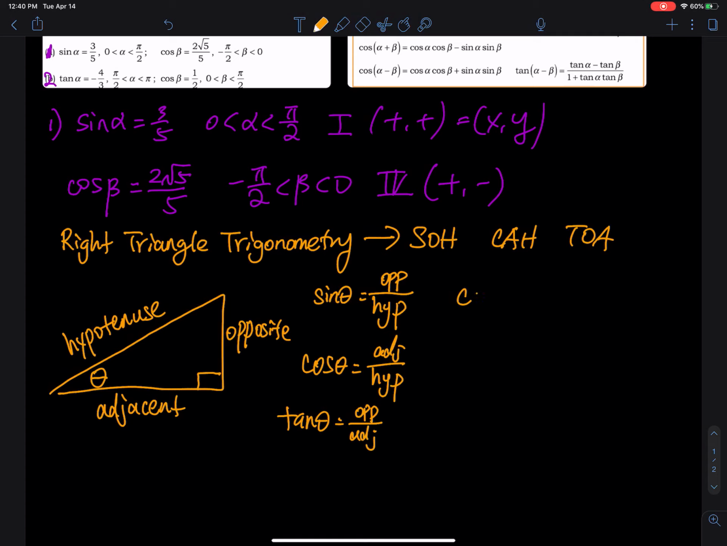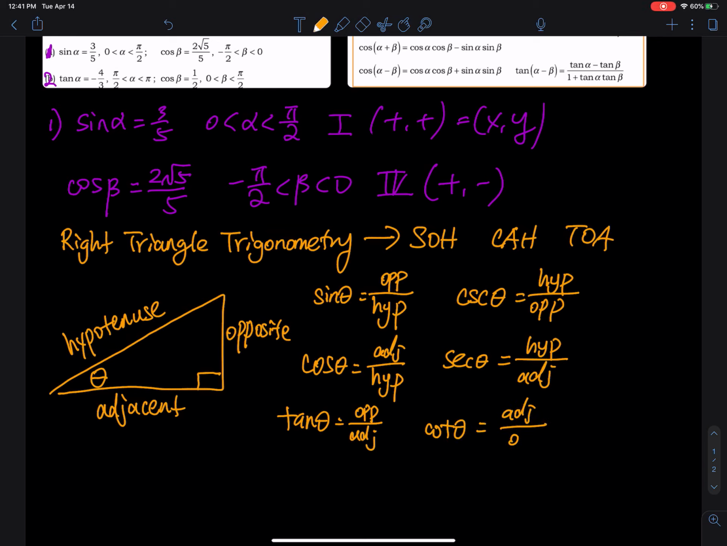And then on the other side, we have cosecant theta, that is hypotenuse divided by opposite, and secant theta, that is hypotenuse divided by adjacent. Cosecant is the reciprocal of sine, so basically for cosecant, you look at the sides and just swap the top and bottom. And then cotangent theta is adjacent divided by opposite. So that is SOH CAH TOA.